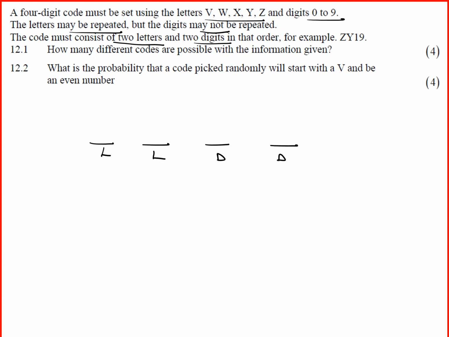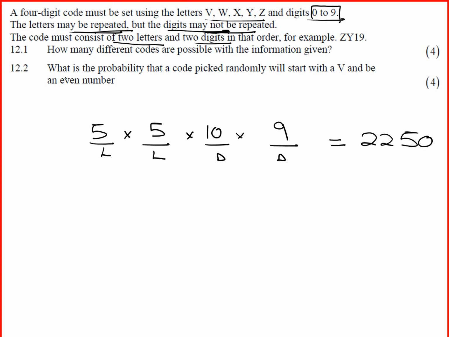So we know we have 5 letters. V, W, X, Y, Z. So first one is 5. But I said letters may be repeated. So the second one is 5. We go to digits. From 0 to 9 is actually 10 digits. And they also told us that digits may not be repeated. So we have 9 that can be used in the last position. So we multiply this together, and that should give us an answer of 2250.